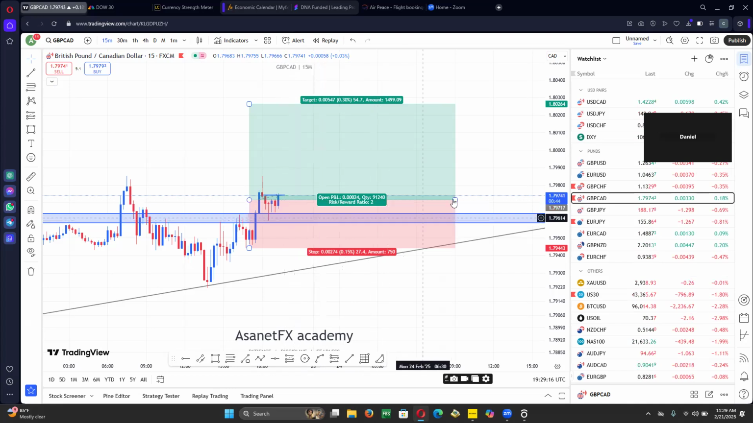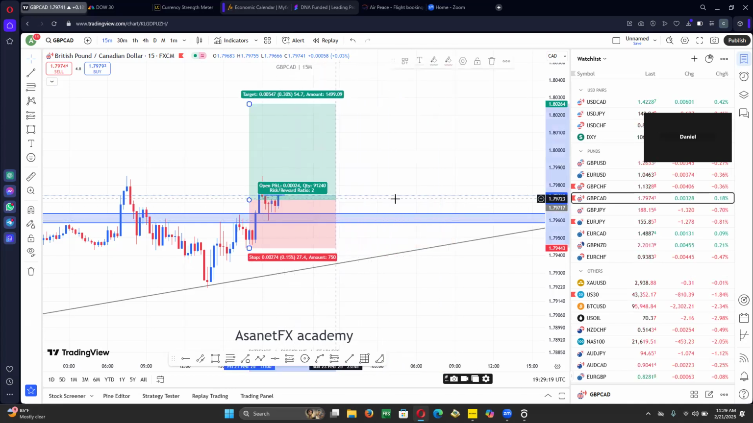So now this trade, if we go like this, I want to risk 27 pips to make 54 pips. Now, if I want to apply proper risk management, you ask yourself, how much do I have in my account? Let's say you have $1,000, for example. In this $1,000, you ask yourself, how much am I able to risk on this trade?